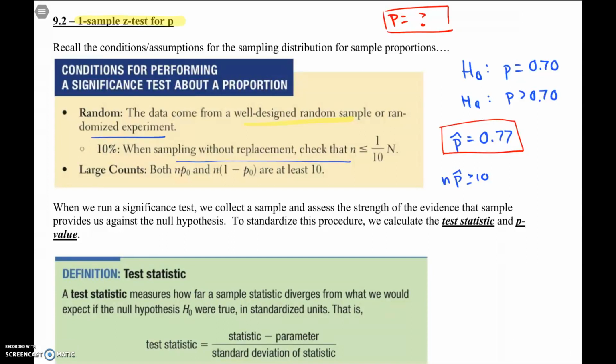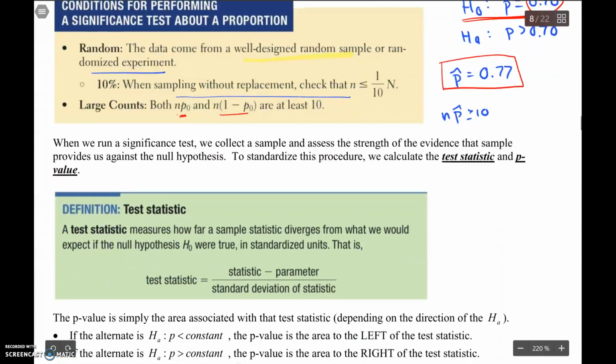However, when we run a hypothesis test, we're always running the hypothesis test under the assumption that the null hypothesis is true. So if we assume the null hypothesis is true, then we should assume that p is equal to 0.7. So instead of putting in p hat here, we're going to put in p naught. This is called p naught. So our null hypothesis is that p is equal to some hypothesized proportion. So that's what we call p naught. So when we run a check on this, we should check n p naught and n q naught.